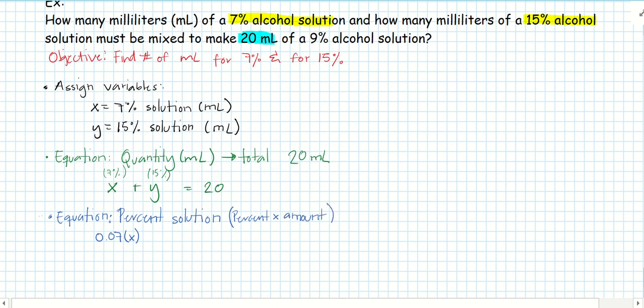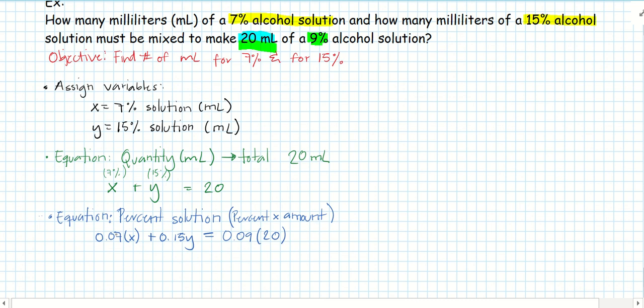So 7% times x, and then if we add the percentage of the other solution, 0.15y, because the y represents the amount of the 15% solution, it should give us an equal of 9% of the 20 milliliters of the final mixture, right? So it should equal 0.09 times 20, right?